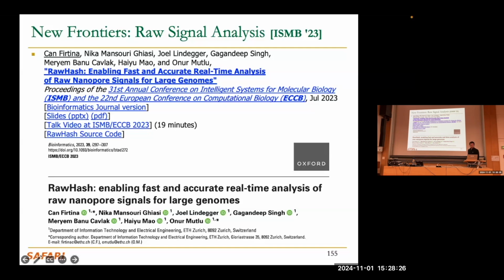I see something in the chat. So there is a question in the chat. I'll read the question. So the question is, in RawHash, you hash the bucket, not the signal that was placed in the bucket.